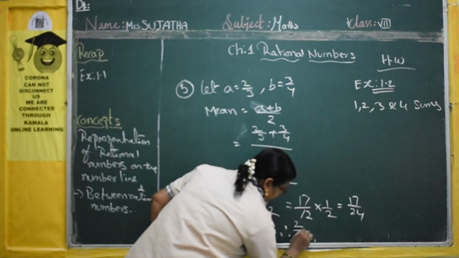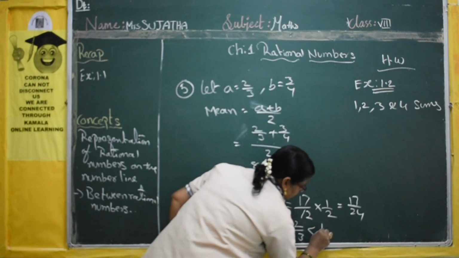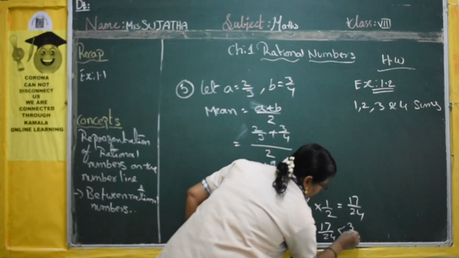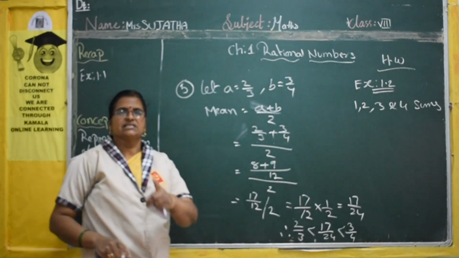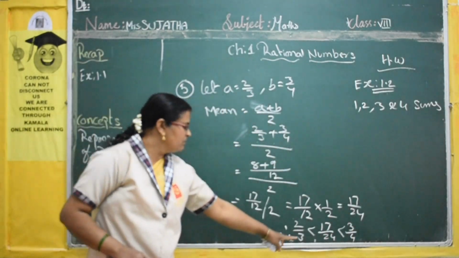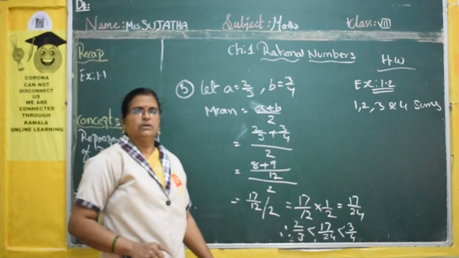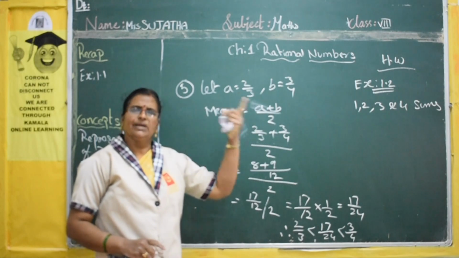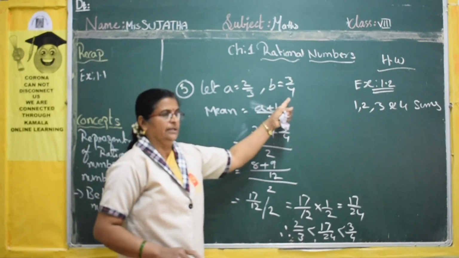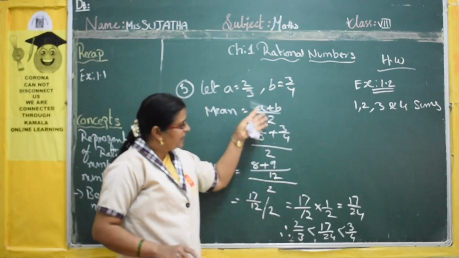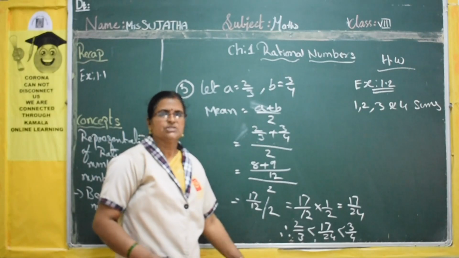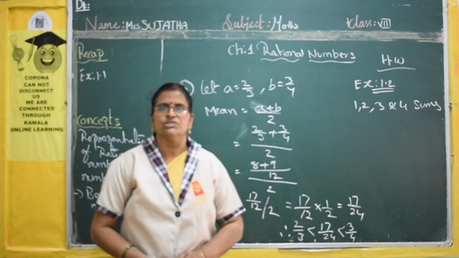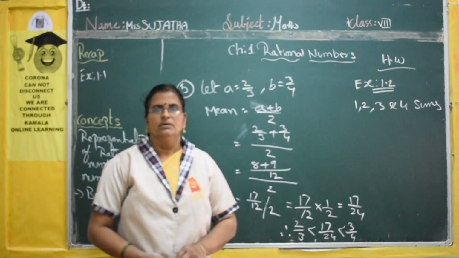Therefore, 2 by 3 less than 17 by 24 less than 3 by 4. So this is the answer. He is asking only one rational number, so one rational number we got. If whole numbers are given, like 3 and 4, 1 and 2, you can easily solve. But here we are getting rational numbers, so the same procedure you can do. Understood? Okay, ma'am. Thank you, children. I hope all have understood. Please do the homework. Okay, thank you.